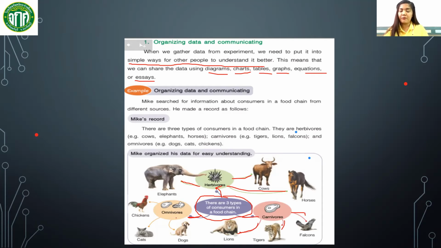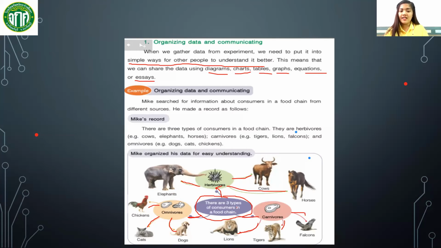Okay, can you give me an example of animals under omnivores according to Mike's record? Anyone from the class, grade 5? Okay, first we have dogs. What else? All right, anyone from the class who can give me an example of omnivores? We have here chickens and cats. All right, so those are the examples of omnivores according to Mike's data.